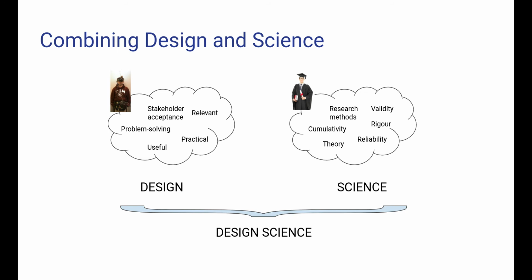Well, this is exactly what design science tries to do. It tries to combine relevance with rigor by taking ways of working from science and incorporating that into design. Exactly what this really means and how it can be achieved, this is what we will cover in the rest of this course.